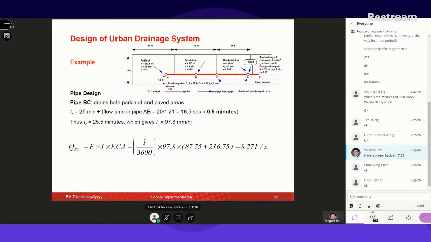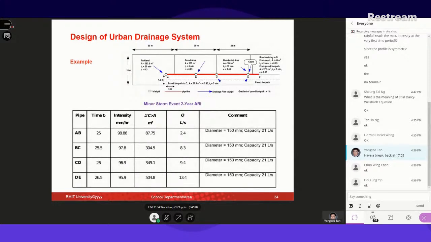So we can get the intensity from the IDF table, and using the rational method we can get the peak flow. You can see the peak flow is 8.27 liters per second. So that means the 150 millimeter diameter pipe is still okay, because the capacity is 21.43 liters per second.